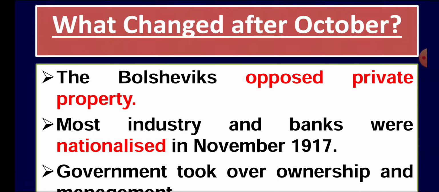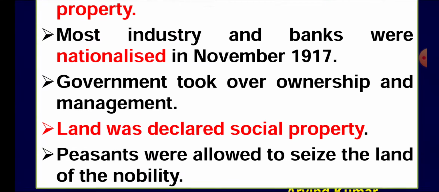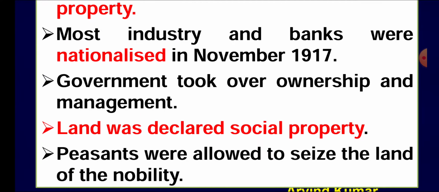Banks, as I told you in one of the previous slides, in Lenin's April Theses, were nationalized. Land and property were given to the state. Peasants became the landowners. They were given the land, which was not ownership, but they were given the land. And banks were nationalized. Immediately after this revolution, Russia withdrew from the First World War in 1918. Government took over the ownership. Land was declared social property.